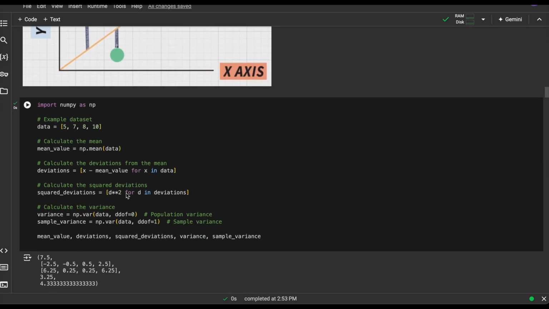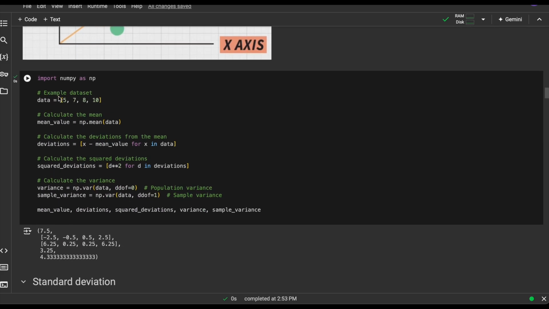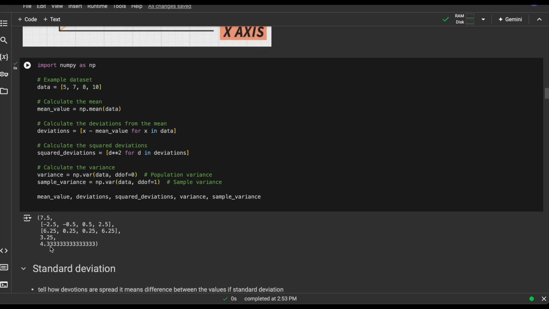This is one example I show. Import numpy, given the dataset, the mean, the squared deviations, and the sample variance. I will talk about population variance as well as sample variance. The 4.333 means it's very low. It shows that while the values are generally clustered around the mean, there is no notable spread, which can be important for analysis and decision-making.